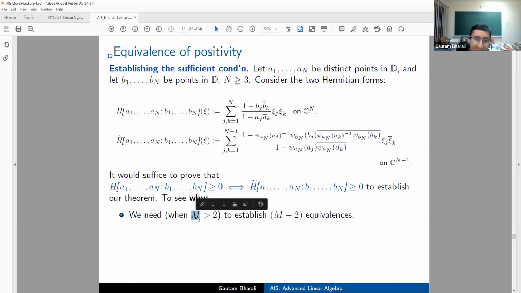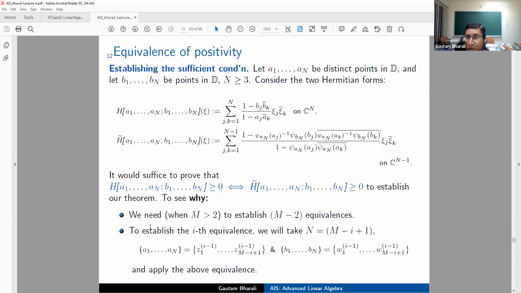To see why, now we look at our complex analytic problem. This is where M was used. Remember, if I have 2 pairs of points, my problem is solved. My theorem is proved. What I'm interested in is when capital M is bigger than 2. So in this previous picture, I need to establish m-2 equivalences. These are equivalences between the positive definiteness of a square matrix and the positive definiteness of a different square matrix of smaller size. Aha, this is why I used capital N here. So let's agree, we need to establish m-2 equivalences.